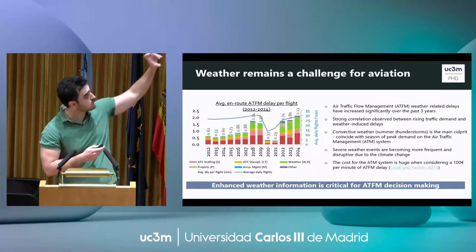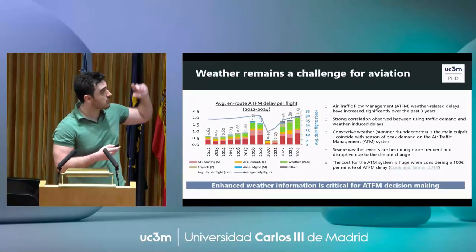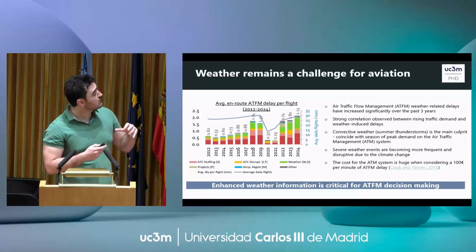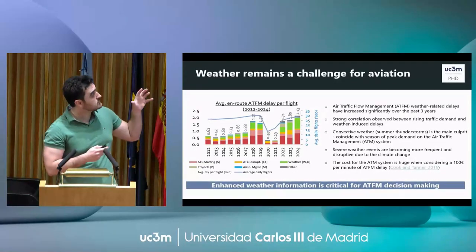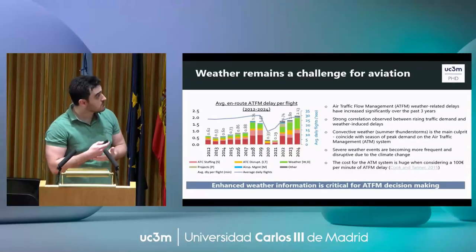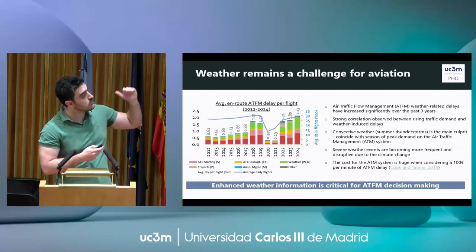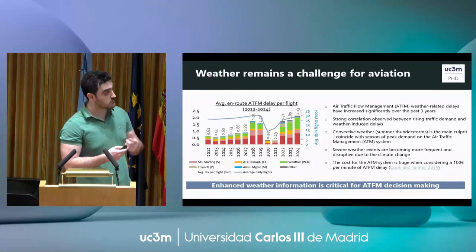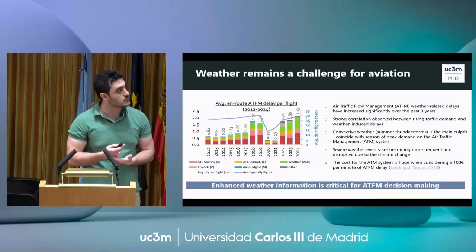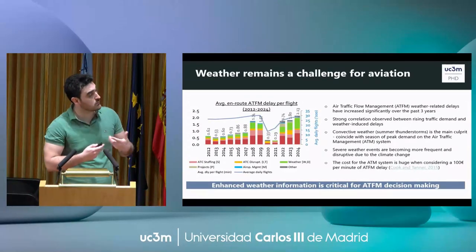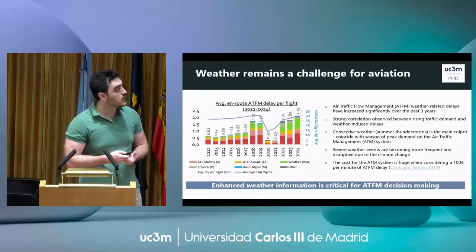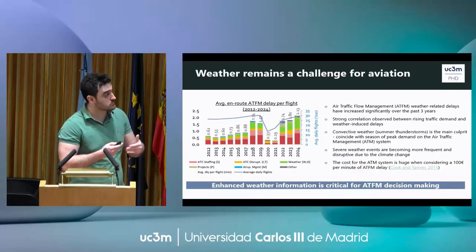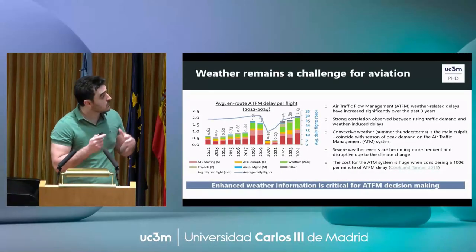To put this in figures, after the COVID pandemic you see a trend. The important part of this graph is the green bar, the weather delays. What you see here is the average delay per flight, with different causes, and weather is a cause for delay that keeps increasing. With the prospects of climate change, severe weather events will be more frequent and more disruptive, so the prospect is that this trend will keep increasing.